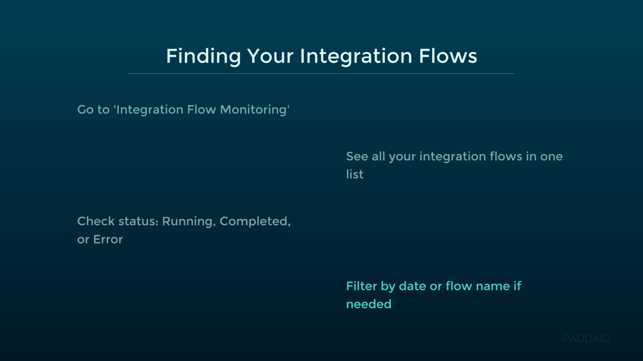Filter by date or flow name if needed. This means you can narrow down your search in the integration suite by selecting specific time periods or the exact name of your flow. For example, if you only want to see flows run last week for sales order processing, apply those filters. This helps you quickly locate the specific integration data you need.